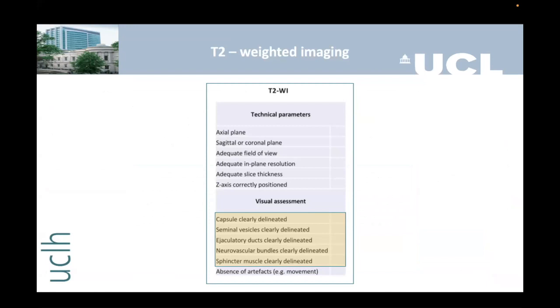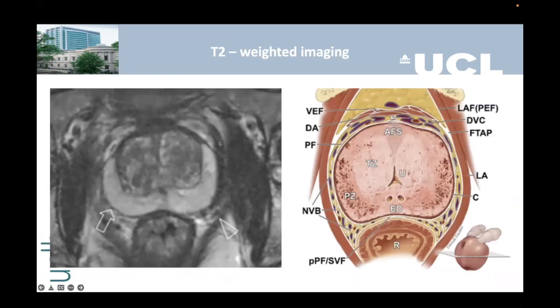Very briefly, some images of what we look at when we evaluate the quality of the scans. In terms of T2 weighted imaging, we have a visual assessment. So if you have a good quality MRI, you should have clear delineation of the pseudocapsule here and the neurovascular bundles.